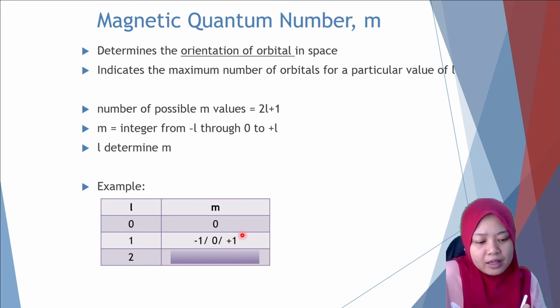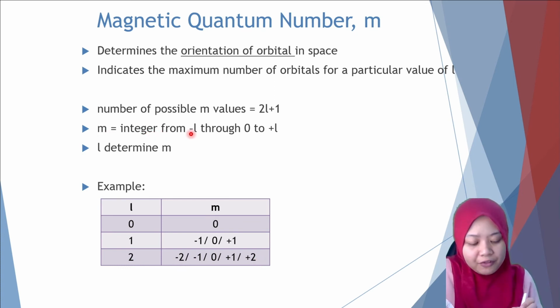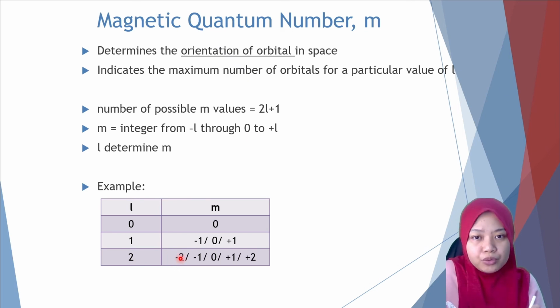Let's try the last one. l equal to 2. That means the values of m are negative 2, negative 1, 0, plus 1, plus 2. Itu maksud dia. It starts from an integer from negative l. Negative l dia negative 2 kan? So l dia 2. So negative 2 through 0 akan lalu 0. Negative 2, negative 1, 0 until plus l. l dia 2, so until plus 2. So after 0, plus 1 and plus 2. This is how you identify the value for magnetic quantum number.